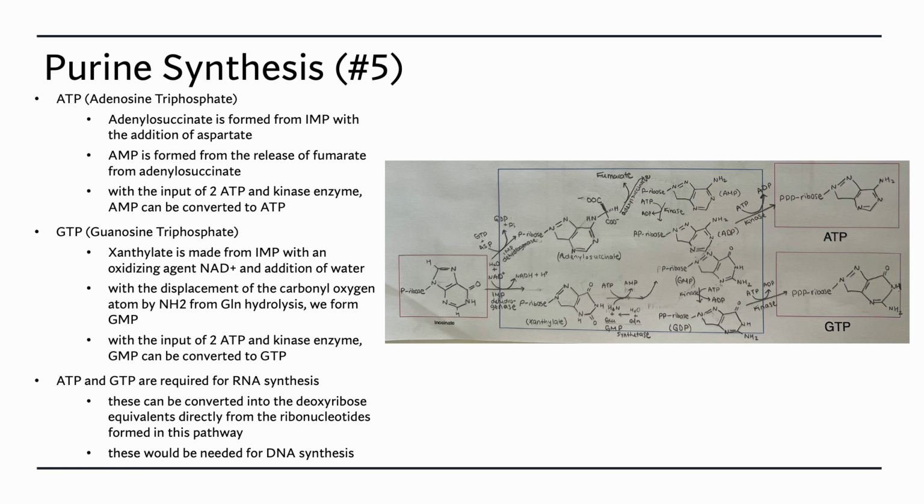So ATP and GTP are required for RNA synthesis, but these can easily be converted into deoxyribose equivalents directly from the ribonucleotides formed in this pathway, and then these would end up being used for DNA synthesis. So that's how our purine nucleotides are synthesized.